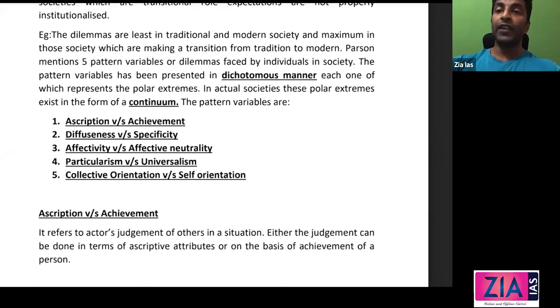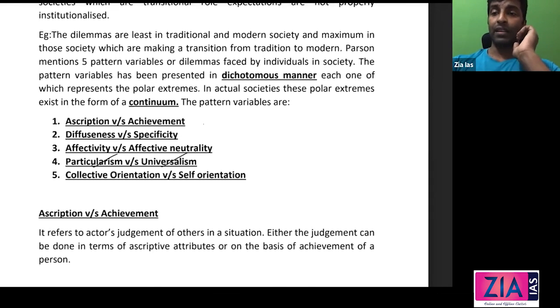Correct? Affectivity, affective neutrality. Affectivity is more when it comes to traditional society. Modern society is affectively neutral, right? The affections and everything are neutral. The goal is what is actually more important. Even this you can see from doctor-patient relations. What kind of relation is actually required when it comes to doctor-patient? It has to be affectively neutral, right? Why? Otherwise, he cannot treat the patient.